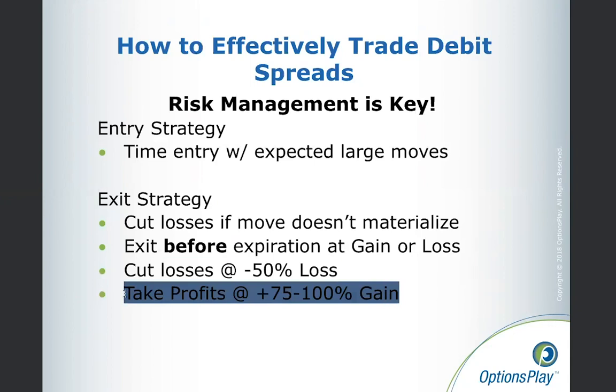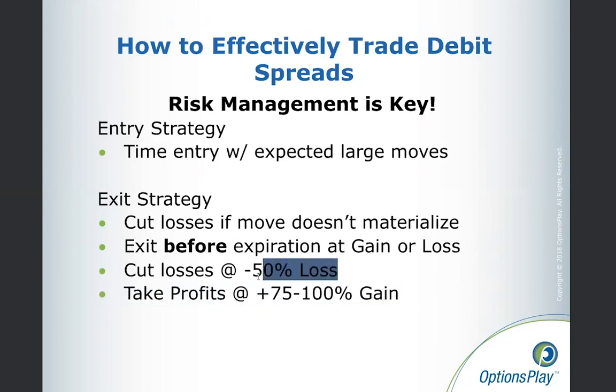So if you paid $1 for a debit spread and you're down to 50 cents, that's when you want to cut your losses, when you've lost 50% of the dollar that you've paid. On the upside, if you paid $1 for a spread and it's now trading at $1.75 or $2, that's when you want to get out at a profit. And that's really the rule of thumb that you want to use for trading debit spreads.